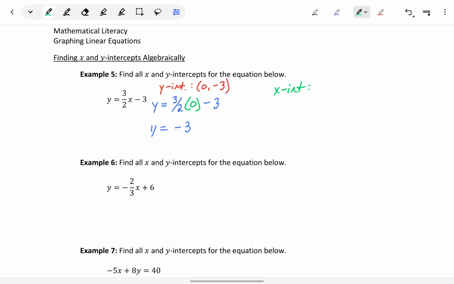Keep in mind the other variable is always equal to 0 when we find an intercept. So what we would do in this case is plug in 0 for y. So 0 would be equal to 3/2 times x minus 3. We would add 3 to both sides as we start trying to solve for x and get 3 is equal to 3/2 x. And then in our last step, we would multiply both sides by the reciprocal, 2/3.